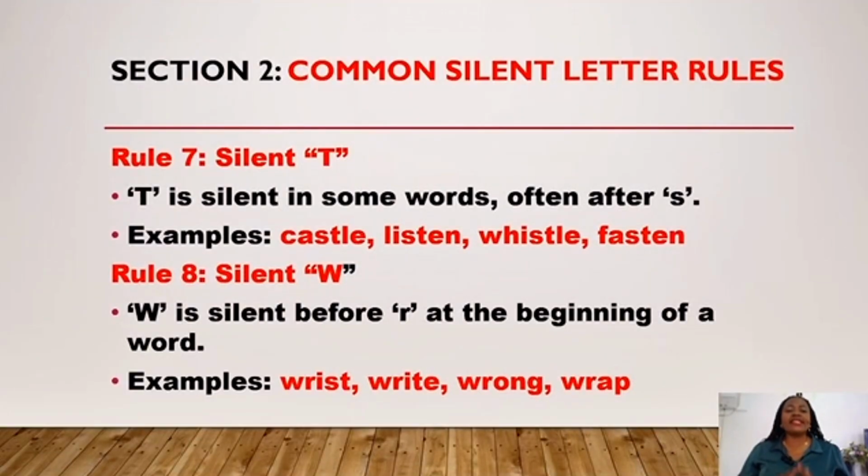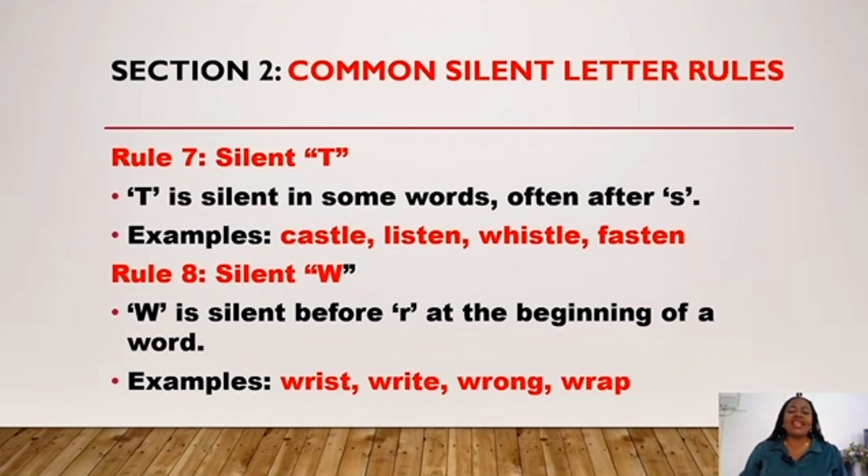The next rule is silent T. T is silent in some words, often after S. Examples: castle, listen, whistle, fasten. So you see that we don't say the T. The T is silent. You don't pronounce the T. So it becomes castle, listen, whistle, fasten.